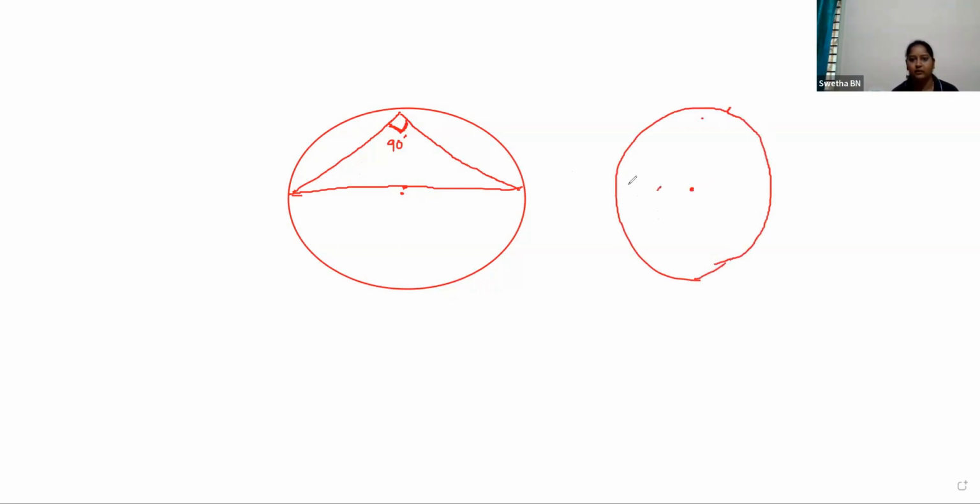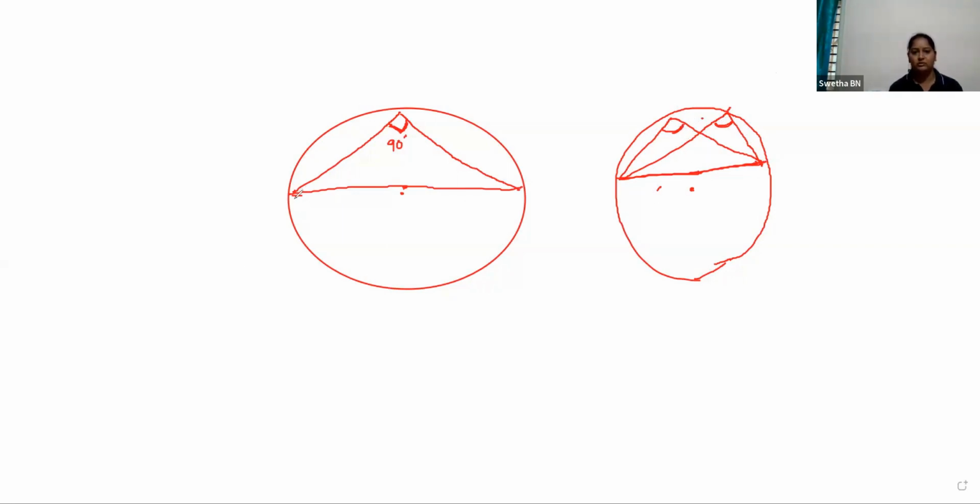One more thing. For example, two triangles are on the same base. See here, we can say these two angles are equal. Already I have studied this in 9th standard, right? In the circles chapter. See, these two angles will be equal.